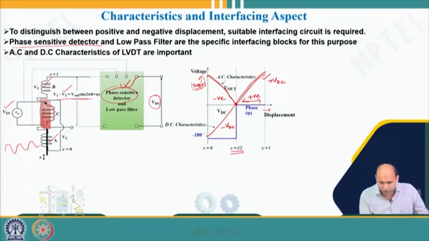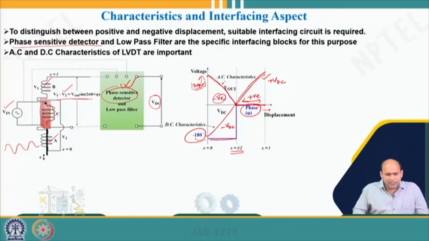And how can I do that? Obviously I have to determine the phase, right? Because you can see this is in phase when the displacement is positive, and when the displacement is negative, I am getting the phase difference as minus 180 degrees. So these things I can achieve only through this phase sensitive detector, also called the phase sensitive demodulator, and then when I pass it through the low pass filter, I get the final DC output, right?